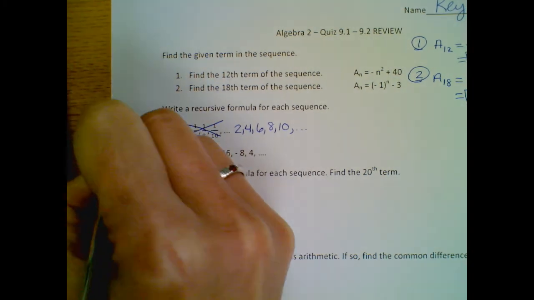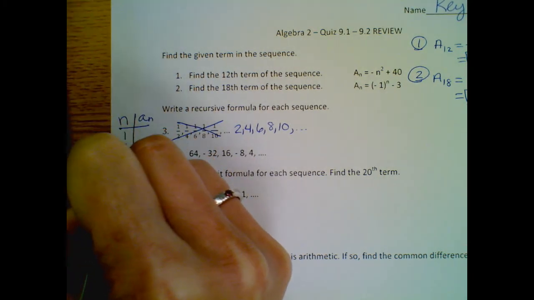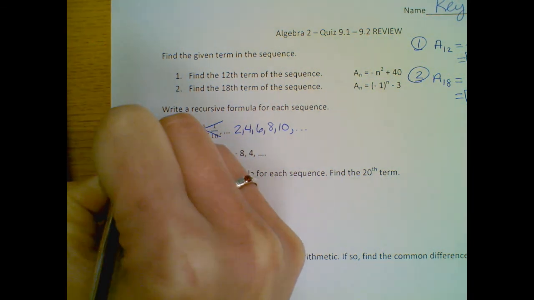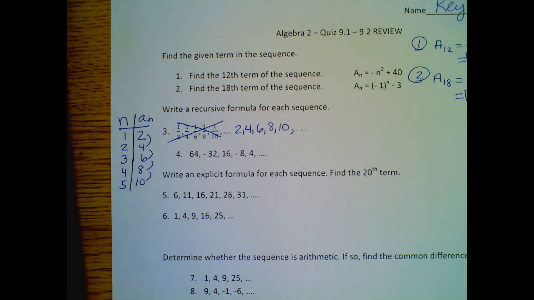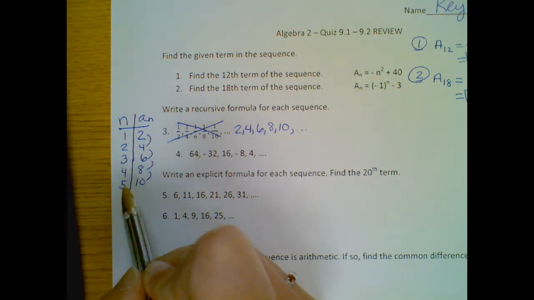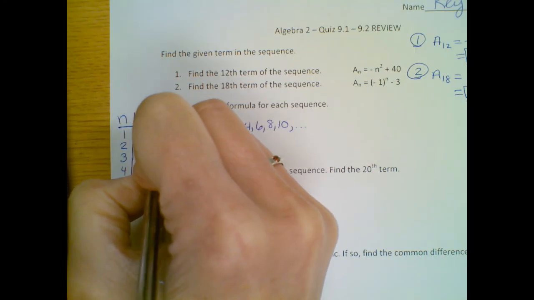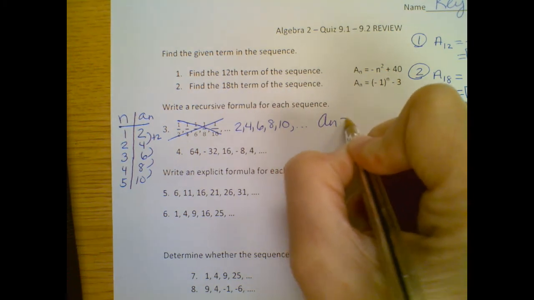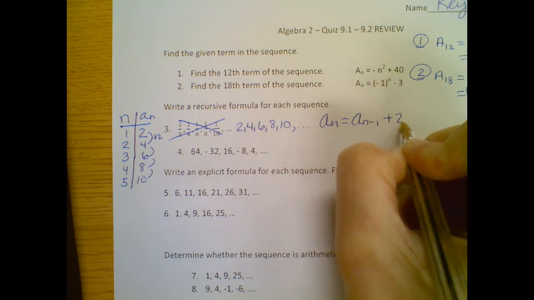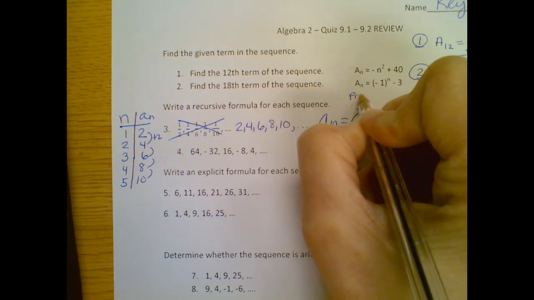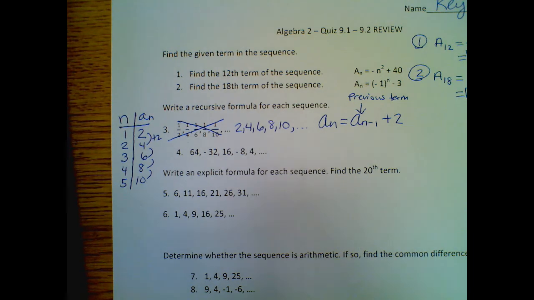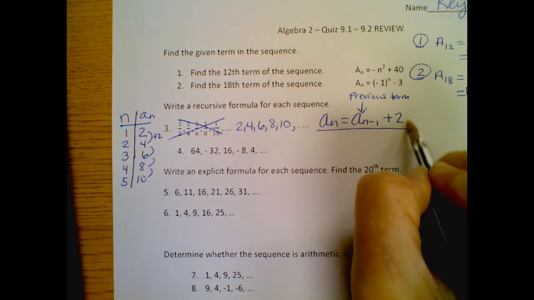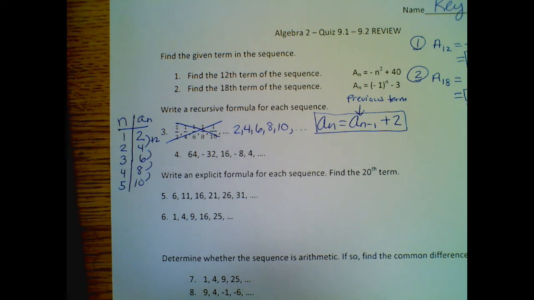So if we go over here off to the side and we make a table for it, we want to be looking for the pattern this way, relating it from the previous term. If we can't find a pattern this way, we want to be looking at the diagonals. Now notice each time they keep adding 2, so we're going to write that as a to the n equals a to the n minus 1 plus 2. This a to the n minus 1 simply means the previous term. And we're always going to have that a to the n minus 1 in a recursive formula. So that is our final answer.